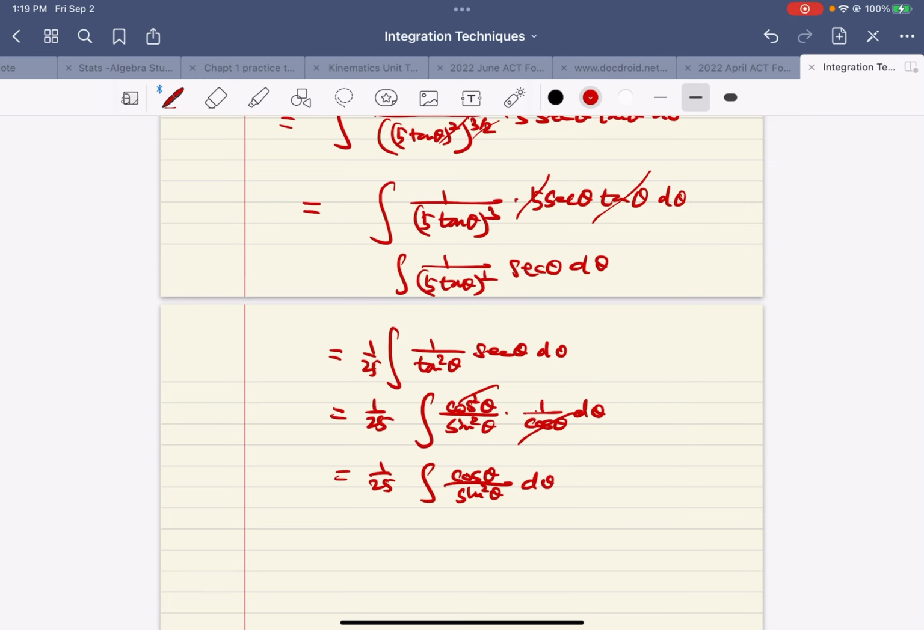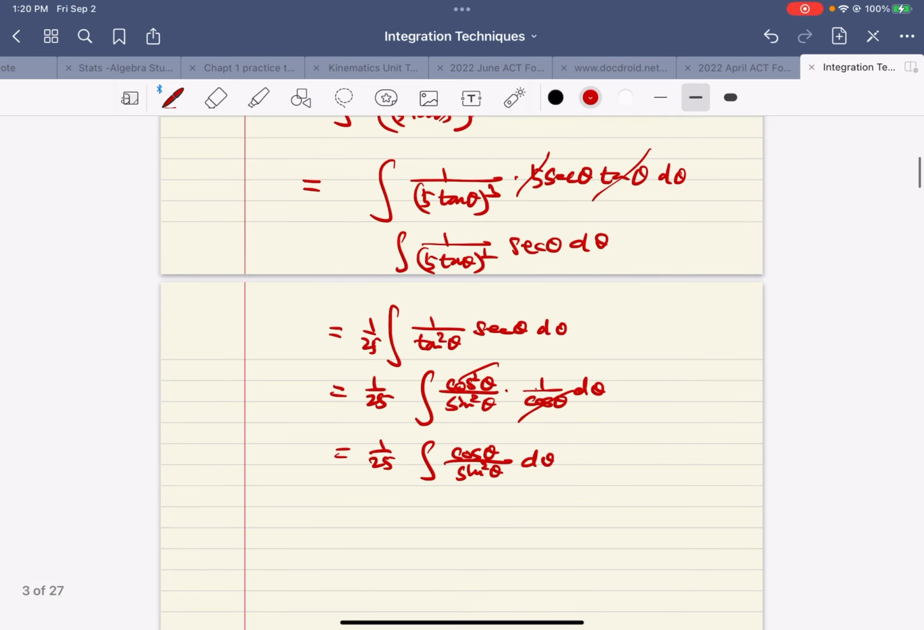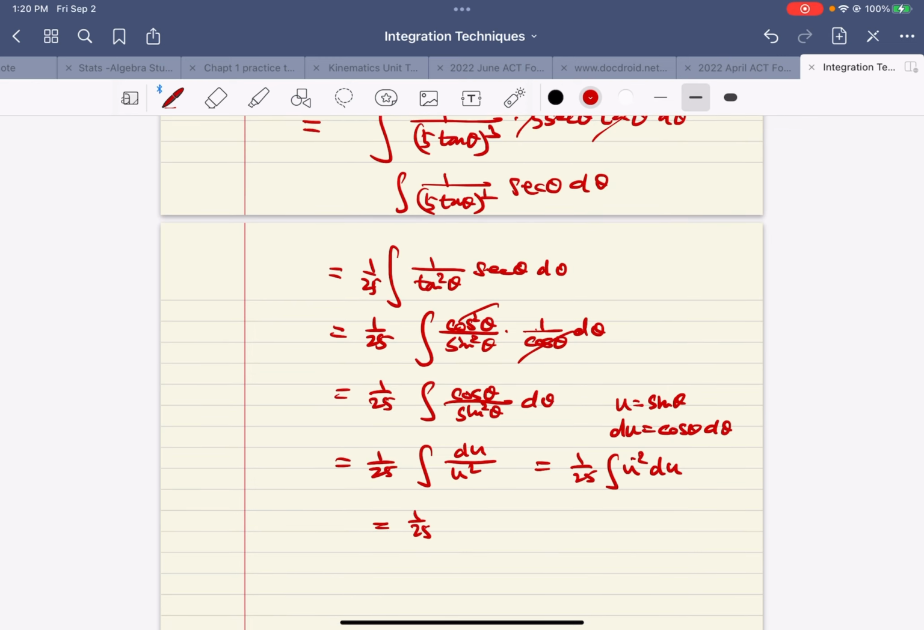Okay, so from there, let's say u is sine theta, then du equals cosine theta d theta. So 1 over 25, the denominator u squared, and this one du. So just a power: 1 over 25, u to the negative 2 du. So 1 over 25, negative u to the negative 1, so negative 1 over u. Okay. So negative 1 over 25, u was sine theta, plus c.